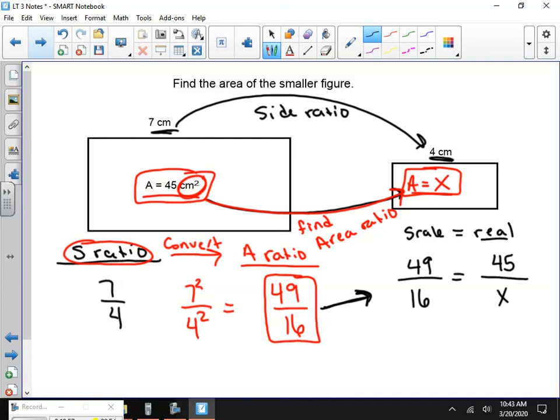And if you remember, we cross multiply to solve proportions. And I get 14.69 centimeters squared as an estimated area of the small.